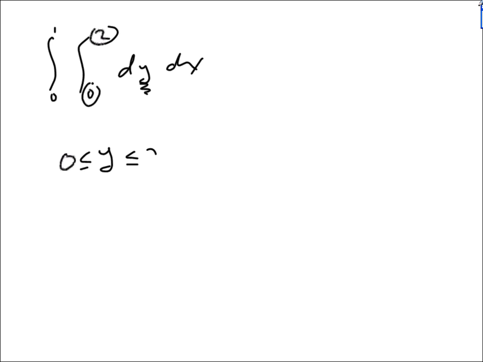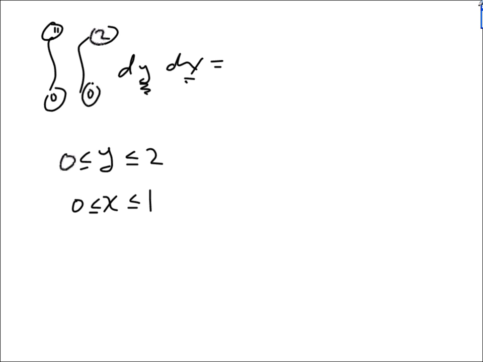Suppose you have the integral from 0 to 1. This is an easy one. Of the integral from 0 to 2 dy dx. Well, this tells me that y goes between 0 and 2. It's not a function of x. It just goes between this number and that number. And x goes between 0 and 1. Or x goes from 0 up to 1.